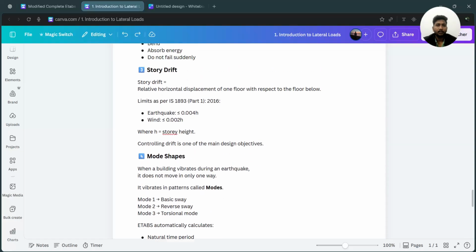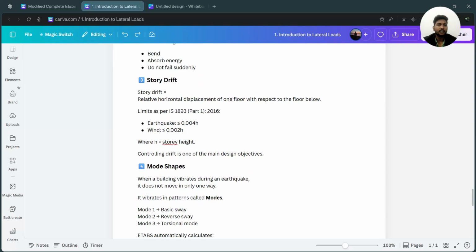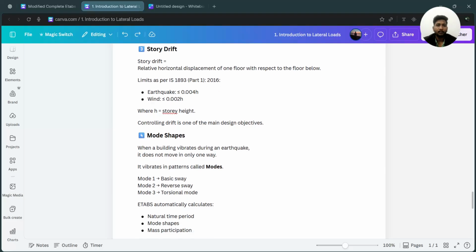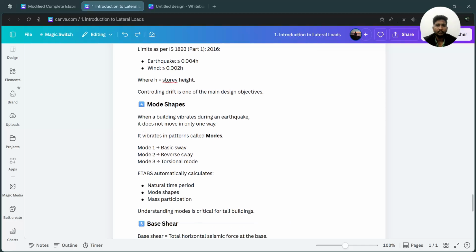Story drift, or drift, is basically the relative horizontal displacement of one floor with respect to the floor below. Limit as per IS 1893 Part 1:2016. Story drift limits are present for the earthquake. It should not be greater than or equal to 0.004 h, where h is the story height. For wind it is generally 0.002 h, where h is the story height. Controlling drift is one of the main design objectives.